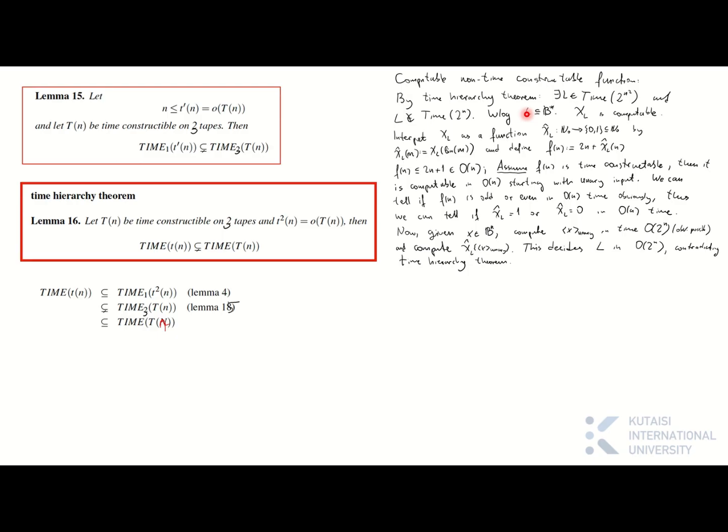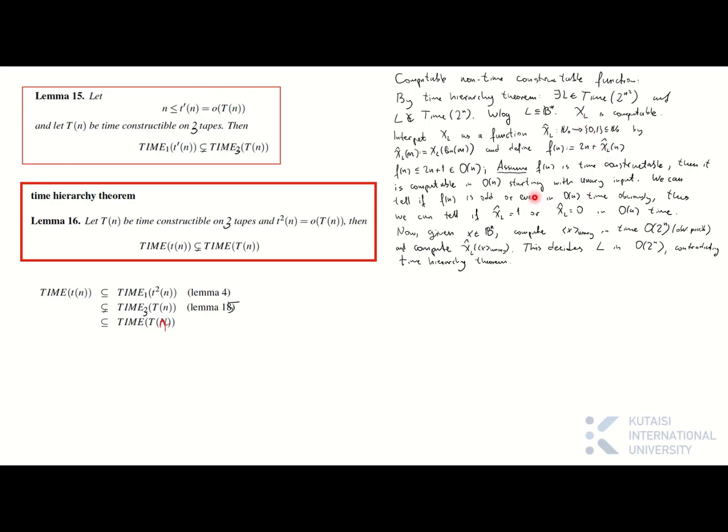So I can interpret this characteristic function as a function from natural numbers to natural numbers. Let's say the value on number 17: I write 17 in binary and check if it's in L or not, and return 1 or 0. Now this is the trick. I define a function f(n), which is 2n plus chi-L of n. So f of 15 will be 30 plus, I write 15 in binary and check if it's in L or not.